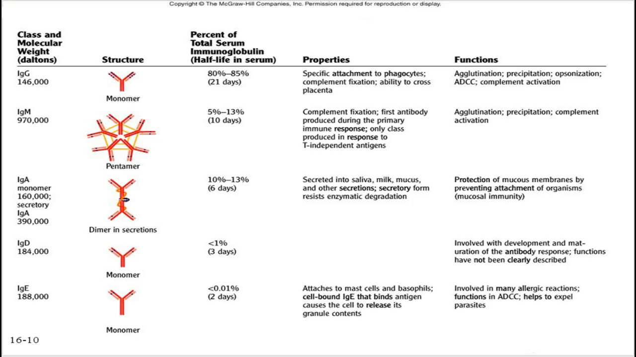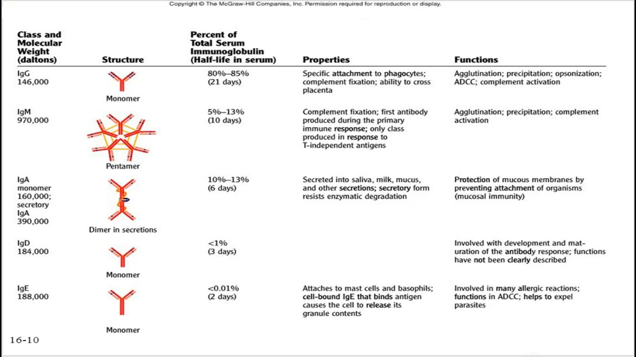IgA is the next most common antibody. It can be found in 2 forms, as a monomer or as a dimer, and it is a secretory antibody, so it's secreted by B cells. It lasts about 6 days in the serum. It is secreted in saliva and breast milk. It's found in the mucus and mucous membranes.